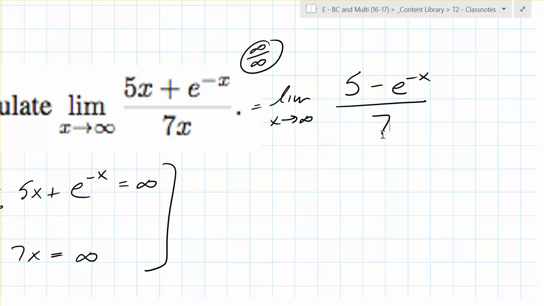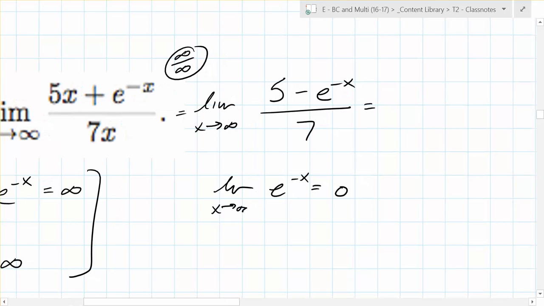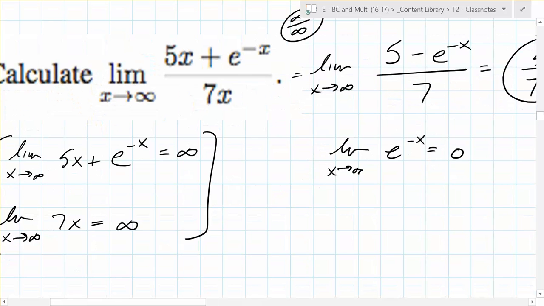So you ask yourself, can I now do the derivative, or can I just do the limit? I can do the limit. So what's this going to be? Well, you just need to remember, what's the limit as x goes to infinity of e to the negative x? That's 0, right? So what's this going to be? 5 over 2. You're done. We had one indeterminate form.